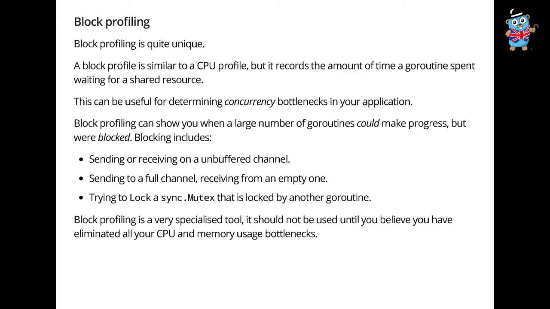Block profiling I won't have time to go into today, but it's quite unique to Go. It's similar to the CPU profile in nature, but it records the amount of time a Go routine spent waiting for a shared resource, not running. This can be very useful in determining where bottlenecks occur. Places where a Go routine could make progress if it wasn't blocked are things like channel sends and receives, mutexes, reading on shared resources, basically.